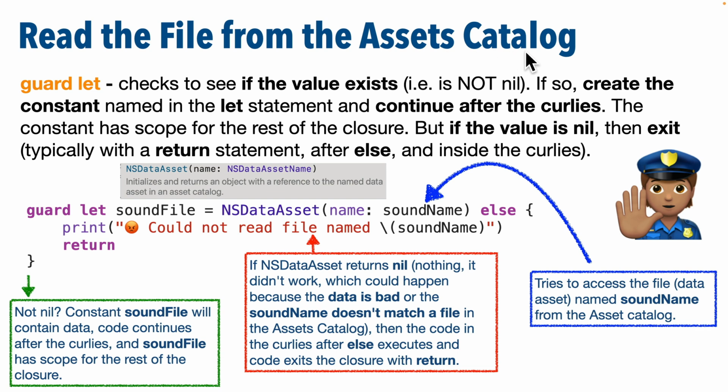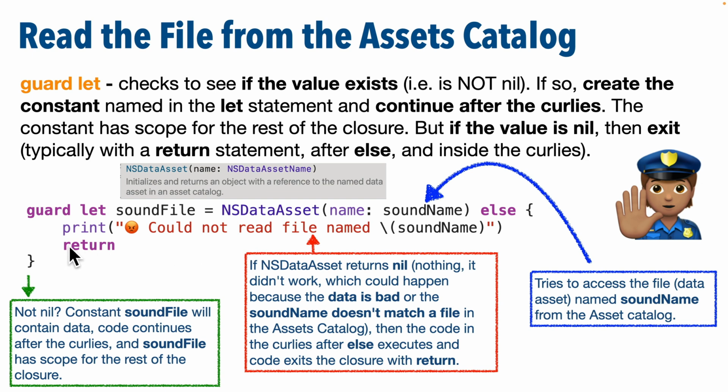First, we want to make sure that we get a valid file. It could happen that we try to access a file using the incorrect name, or we forget to add the file to our assets catalog, or very rarely that the file's corrupt. So we need to check to make sure that we can read in the file. And to do that, we're going to use a guard let statement. Now, guard acts as a traffic cop. If you complete the test that's in the guard statement, then it will let you continue after the curly. If not, then you return, and you won't get to complete the closure that the guard let is in.